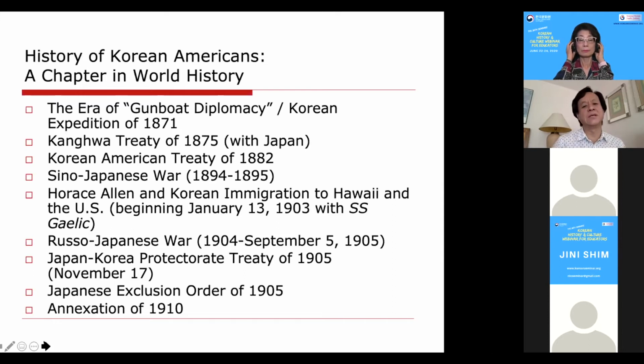And so in 1871, what happened was American merchant ships sailed into the Han River, trying to establish trade with Korea. Korea at the time was in a period of isolation. And what they did was they promptly sank these American merchant ships. And so the American government became very, very angry.